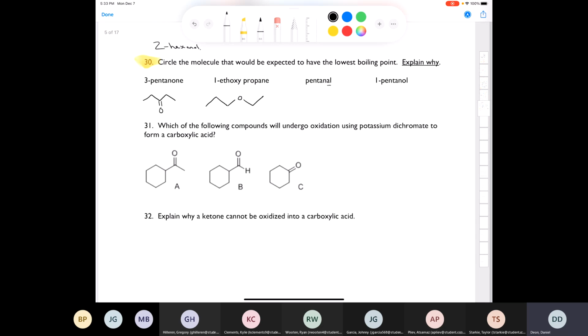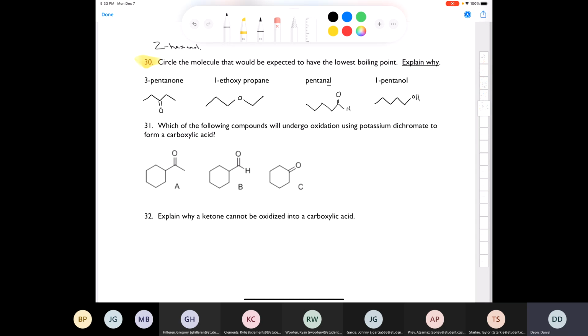Okay, next we have pentanal. Pentanal is an aldehyde, right? We know that because of the suffix -al. So we have 1, 2, 3, 4, 5 carbons in pentanal. And then finally we have 1-pentanol. So 1, 2, 3, 4, 5. And then we'll put a hydroxyl here.